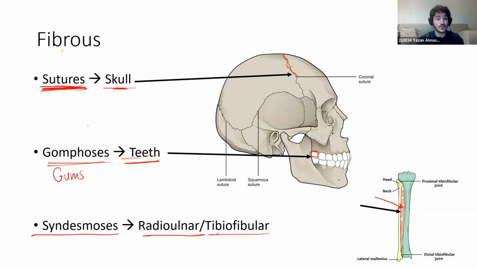Whenever in joints we mention 2 names like this, for example radio-ulnar, it's an articulation between the radius and the ulna. Simply, tibiofibular is between the tibia and the fibula. Does that make sense? Hopefully it does.